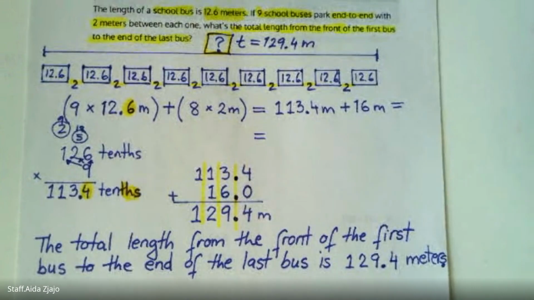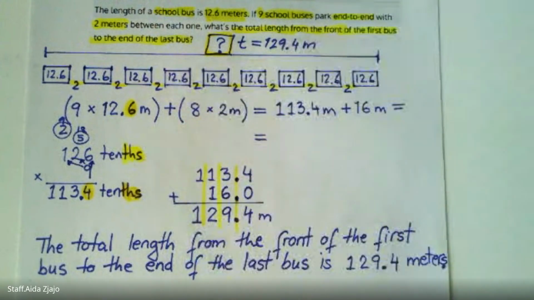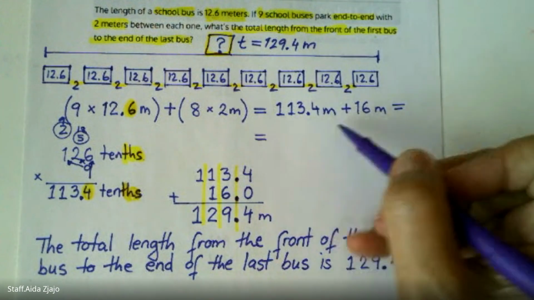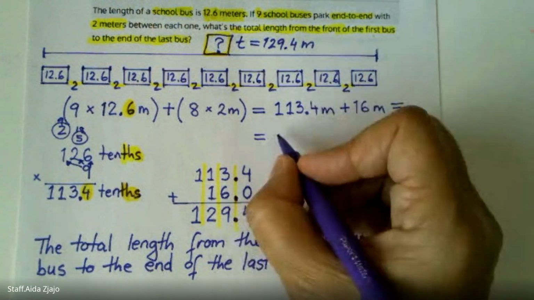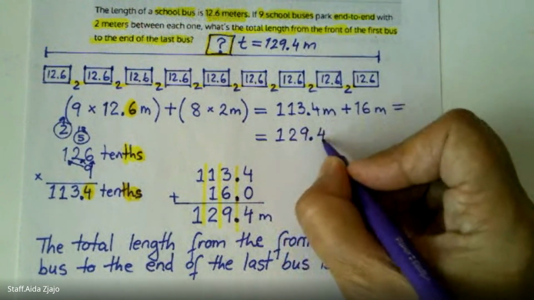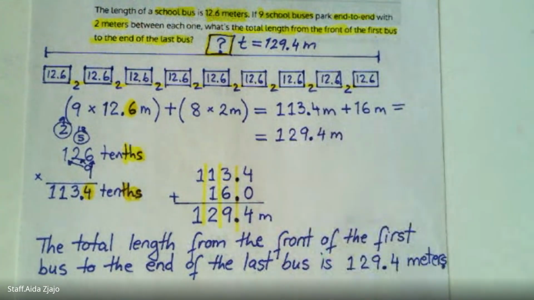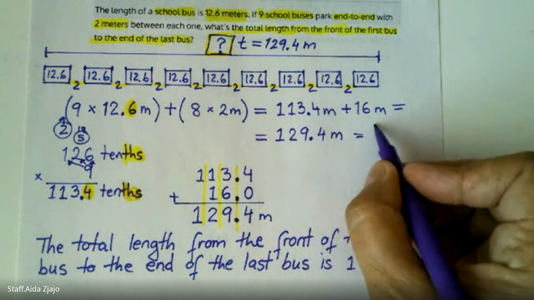So this was Mrs. Z. I hope this helps and that you can use some of these strategies to figure out what it is. Oh, I forgot this. So 113.4 plus 16 is 129.4 meters. And now I'm done. This is T.